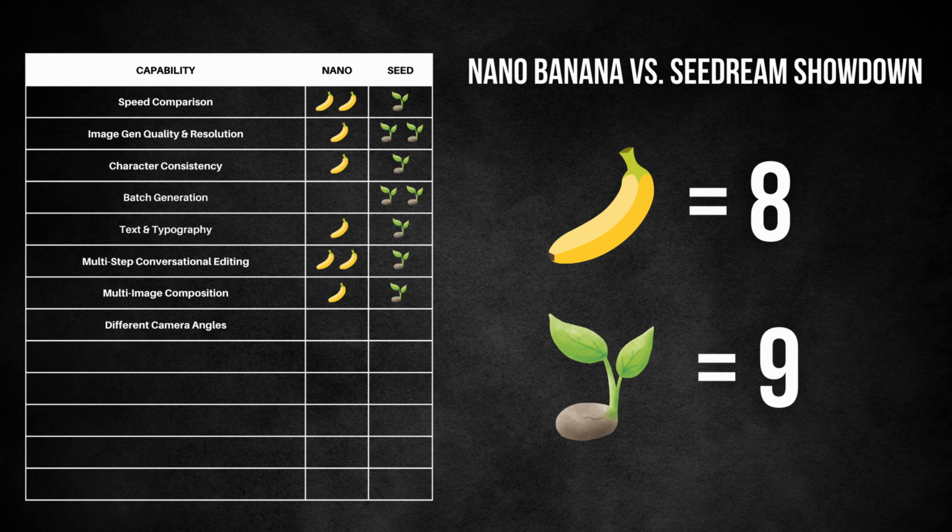So for the different camera angles use case, which is super useful if you're creating or training LoRAs for different image models, we give each model a score of 1.